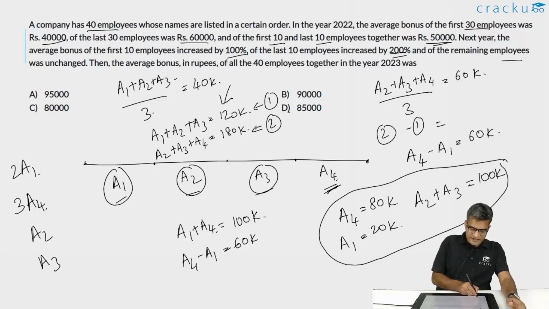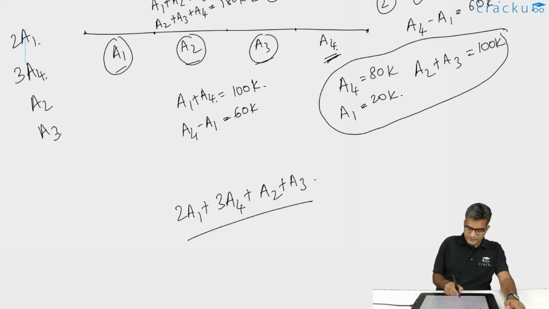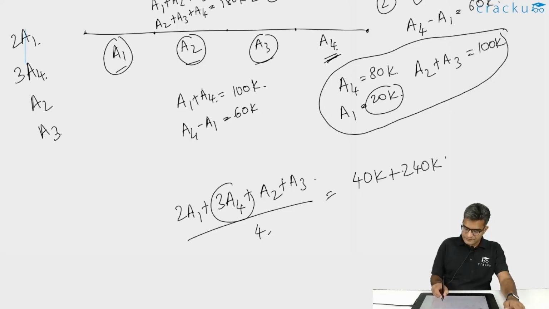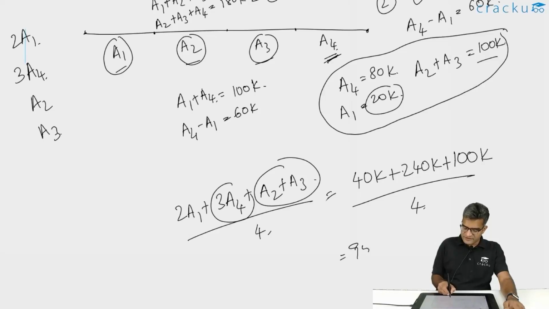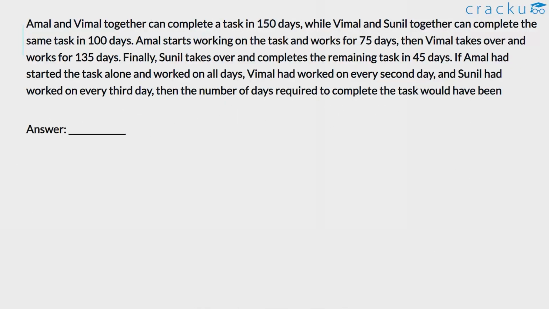So now the new average of the 40 employees is basically 2A1 plus 3A4 plus A2 plus A3 divided by 4. A1 is 20K, 2A1 is 40K. A4 is 80K, 3A4 is 240K. A2 plus A3 is 100K. You divide this by 4, you are going to get the value 95,000, which is 3,80,000 divided by 4. So the answer for this question is option A.